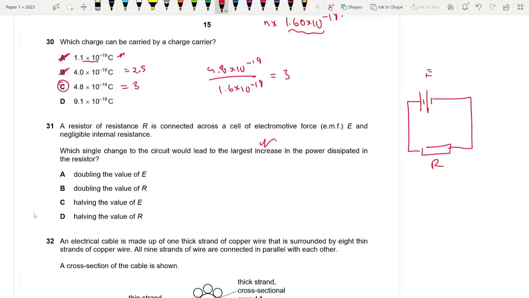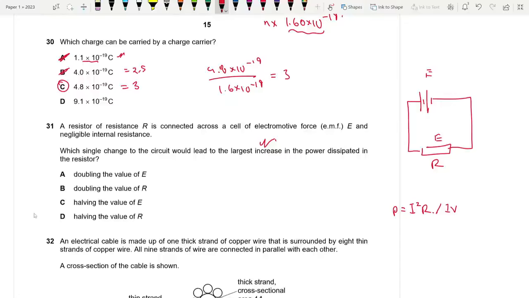So it is taking voltage EMF E. It's taking the whole EMF. We know that power is equal to either I squared R essentially, or basically we could say that it's IV.